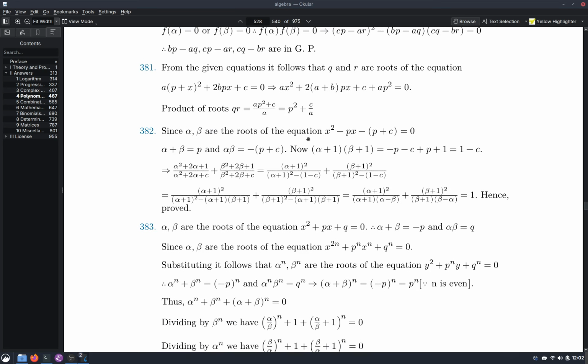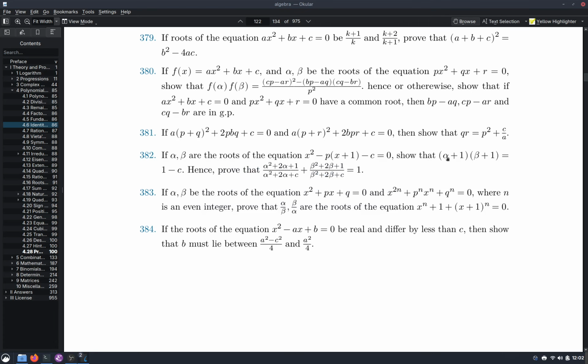So we rewrite the equation as x^2 - px - p + c. Since alpha and beta are the roots of the equation, we can write alpha + beta = p and alpha beta = -(p + c). Now we compute (alpha+1)(beta+1), which will be alpha beta + alpha + beta + 1. And we substitute for alpha + beta and alpha beta, we get -p - c + p + 1, which is equal to 1 - c. So that is what was required for (alpha+1)(beta+1) over here.